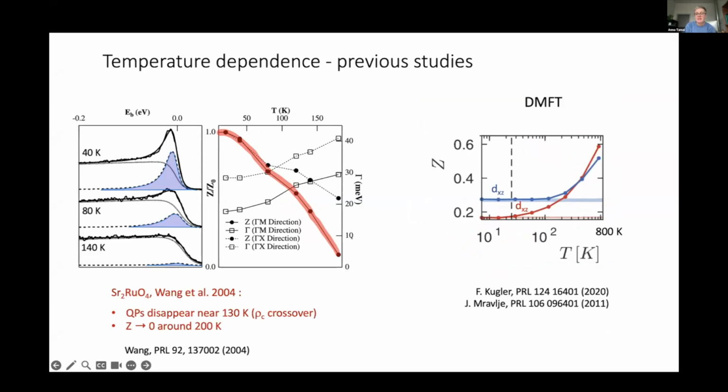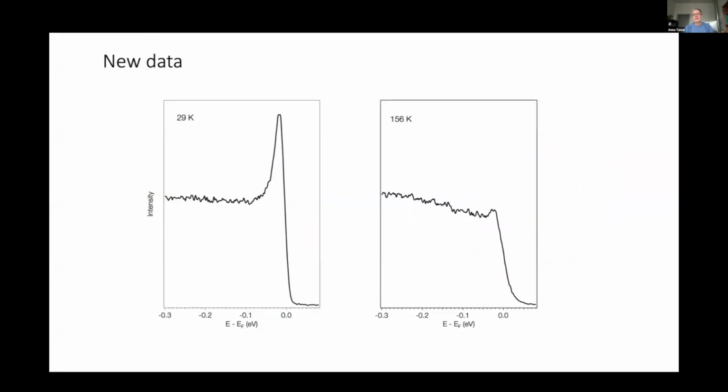So there is clearly a bit of a problem between an experiment that says that Z goes to 0 as you move away from the Fermi liquid into this bad metal phase, and the theory that says that Z should go to 1 or should increase. So we look at this problem with a new set of measurements. So we start with some simple spectra at low and at high temperature.